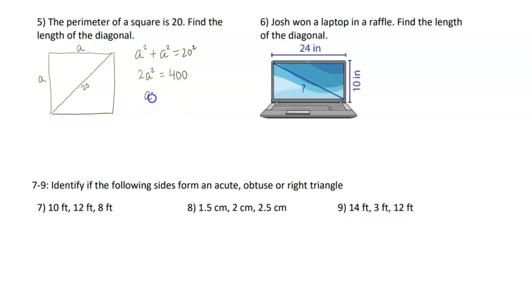And then if I divide by 2, a squared is equal to 200. And when I take the square root of that, I know that for 200, 100 goes into that number. So a is going to be the square root of 100, which is a perfect square, times 2, or a is going to be 10 root 2. Okay.